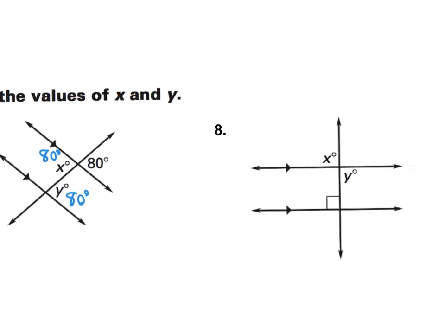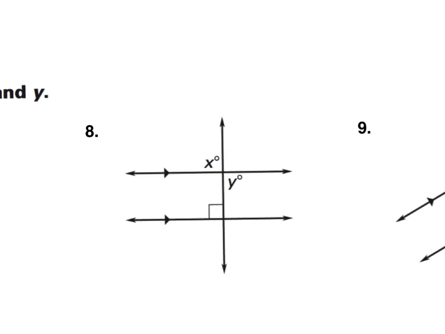Nice. All right, here we have a right angle. This means it's 90 degrees. And that corresponds with x, so that means that x is also 90 degrees. And y and the original right angle are alternate interior angles, which both ways mean that they are congruent, so y is also 90 degrees.